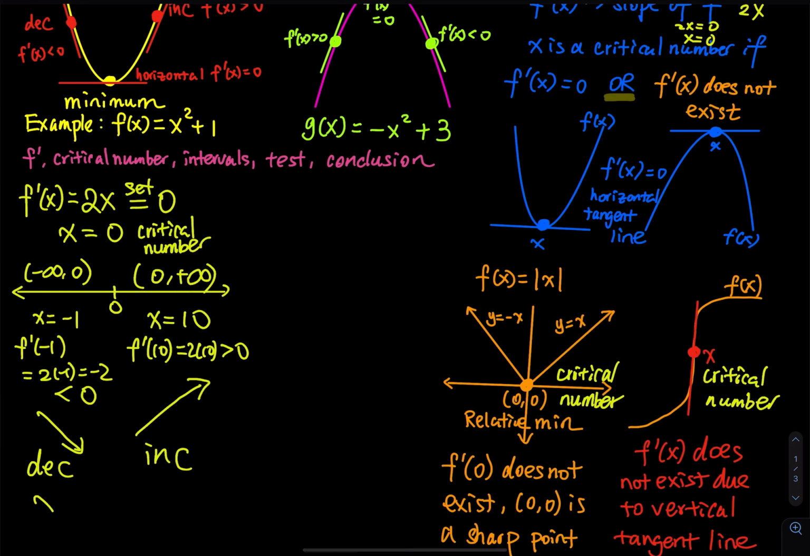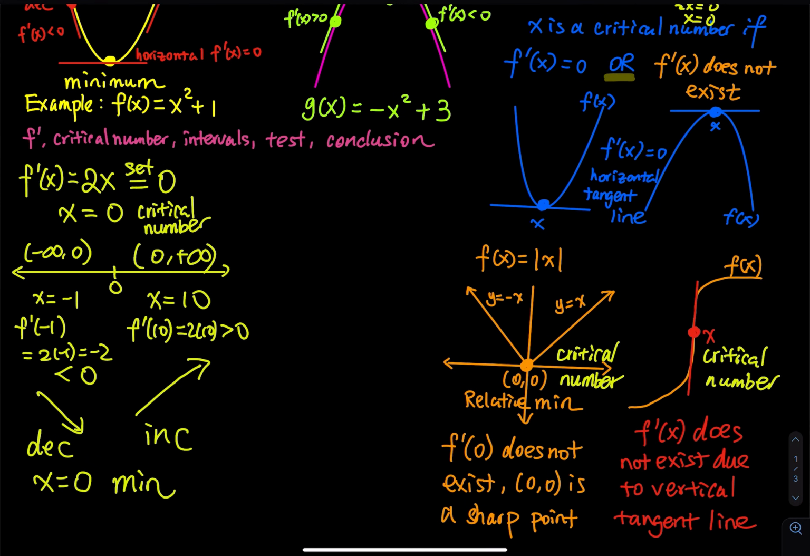That means at x equals 0, there is a what? There is a relative minimum. All right, if you want to know exactly where the point is, just plug in a 0. So we have 0 squared. Oh, no. Plug in 0 to the original function. So you have 0 squared plus 1, that is equal to 1. Then 0 comma 1 is the location of this relative minimum.